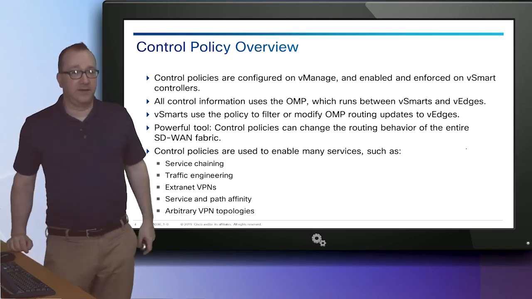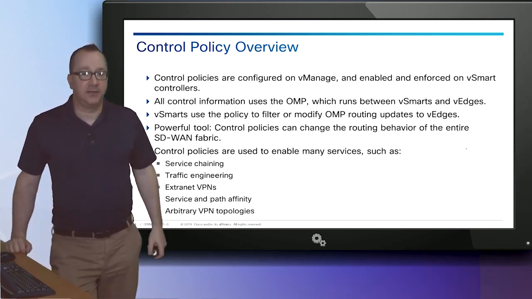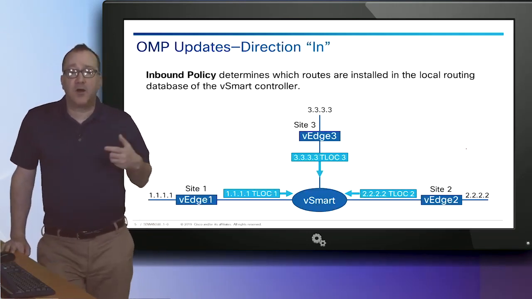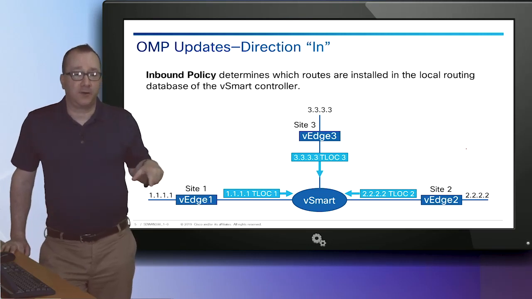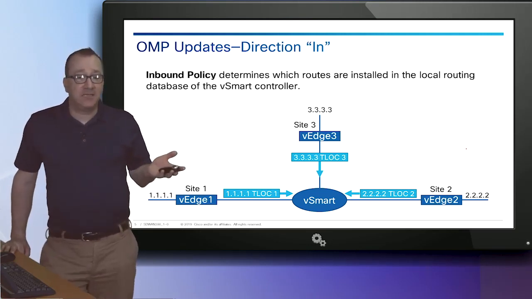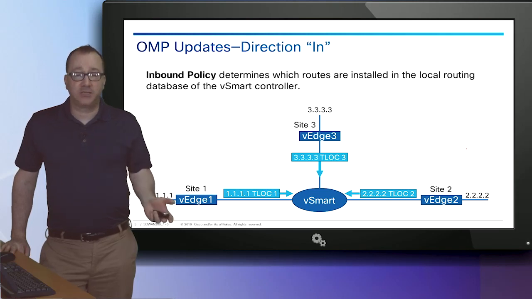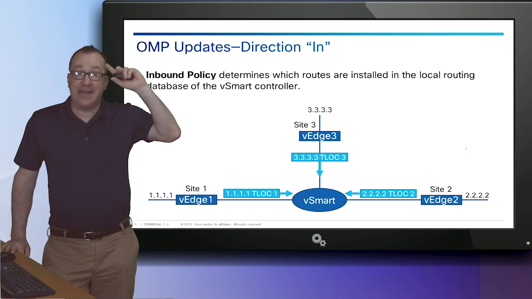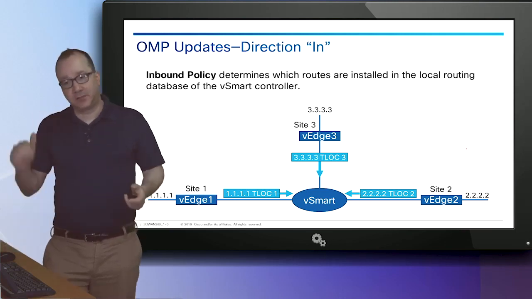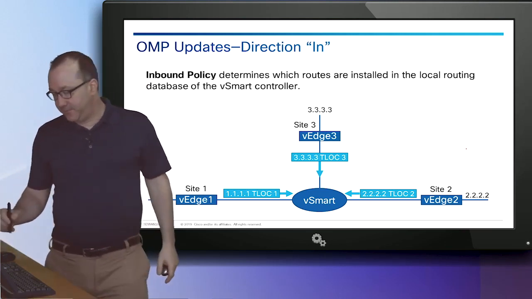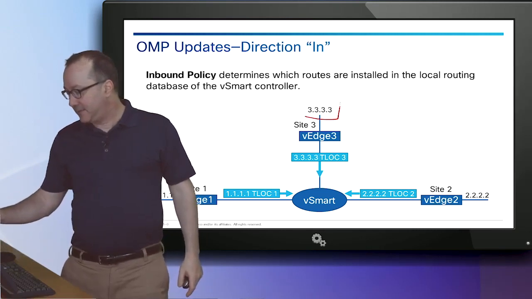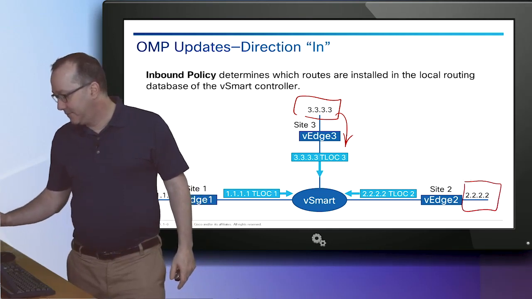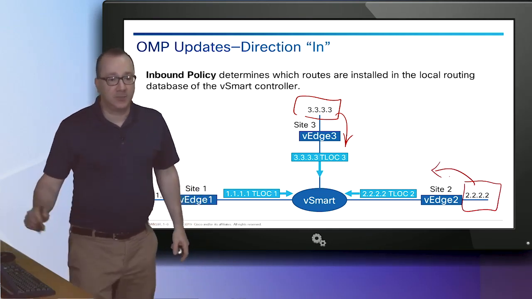And down here we have a list of the types of things we can actually do with these. One of the things we can do, because we run OMP over the overlay network and it runs between all vEdges and vSmarts, is that all control information is going to be exchanged on the network over OMP. All right? So the first step, all vEdges are going to announce to the vSmarts what they can see locally, the service-side networks. All right? So site 3 here can see this network, and it's going to advertise that network into the environment. Site 2, that network into the environment, etc.